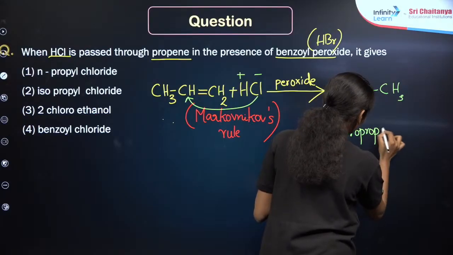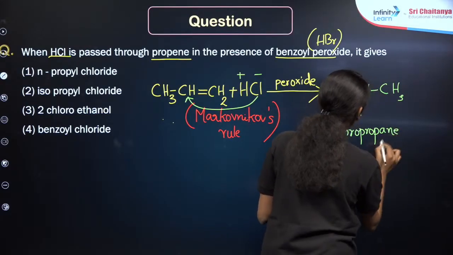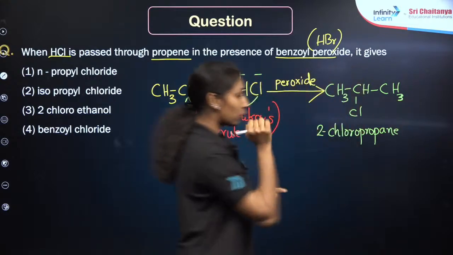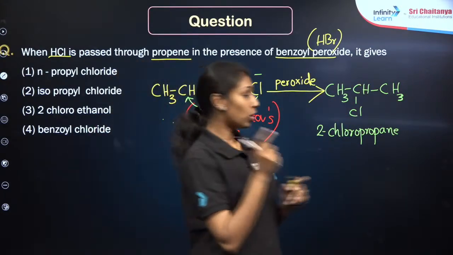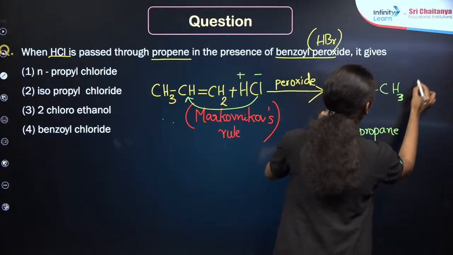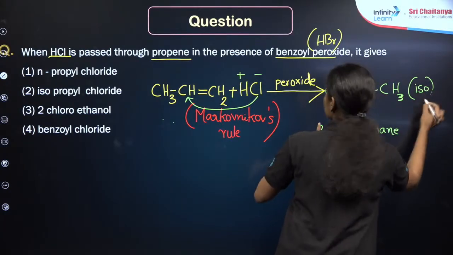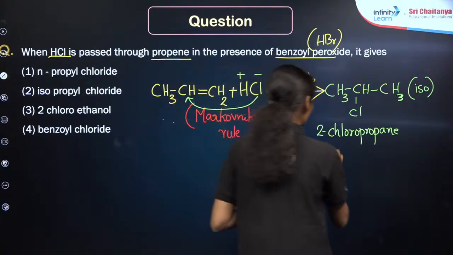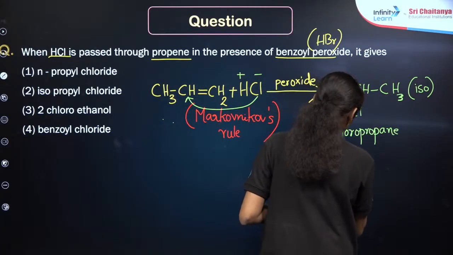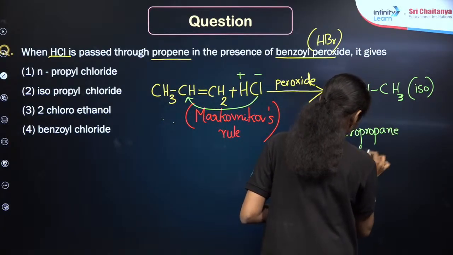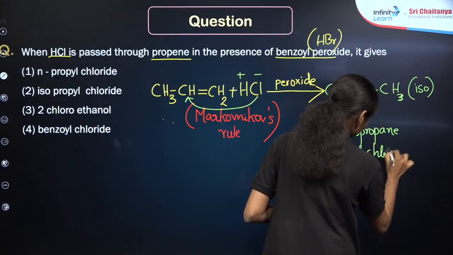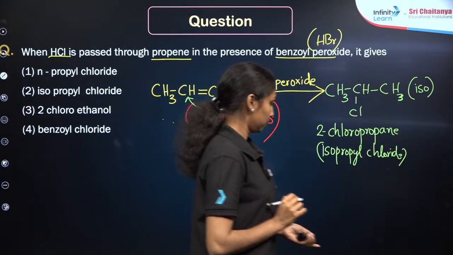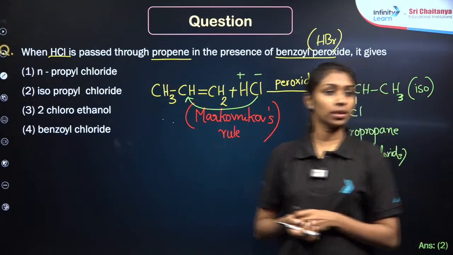I have already taught you about the IUPAC nomenclature, right? If any compound contains CH3 twice on the same carbon, it will be named as an iso group. So I can call this isopropyl chloride. This will be the common name. So here option 2 will be the correct answer. Is that clear?